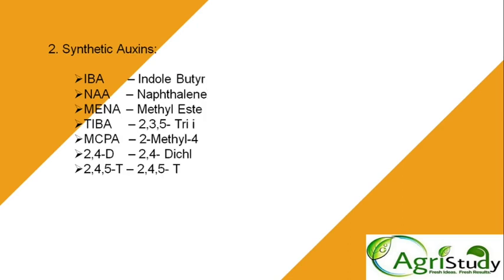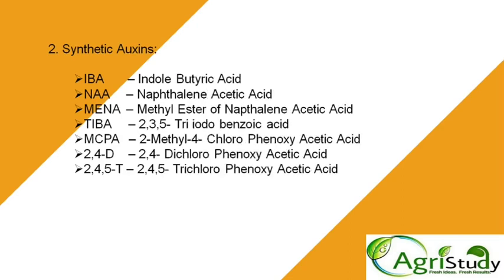Okay, after we have completed the natural auxins, now the synthetic auxins. They are produced by various different mechanisms, but we have tried to list some of them: IBA indole butyric acid, NAA naphthalene acetic acid, methyl ester of naphthalene acetic acid, TIBA 2,3,5-triiodobenzoic acid, MCPA 2-methyl-4-chlorophenoxyacetic acid, 2,4-D 2,4-dichlorophenoxyacetic acid, and 2,4,5-T 2,4,5-trichlorophenoxyacetic acid. These are some of the synthetic auxins.